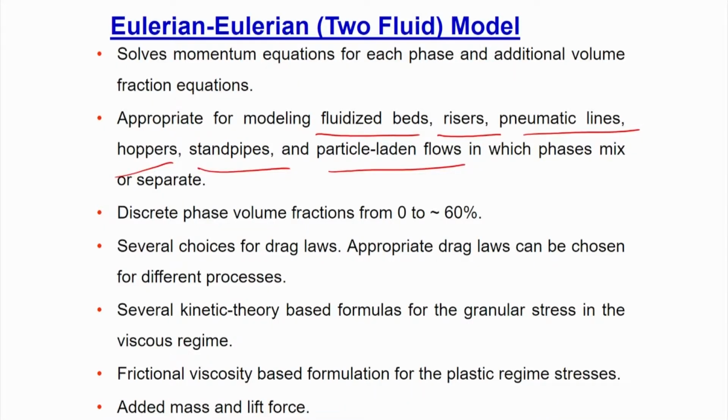The discrete phase volume fraction can be anywhere between 0 to 60%. So it gives you almost the luxury to solve all kinds of reactors. Even for the packed bed, where generally the maximum volume fraction is in the range of 60%, you can solve it to find how the velocity distribution is taking place. In the trickle bed also people have used it. This gives you a lot of flexibility.